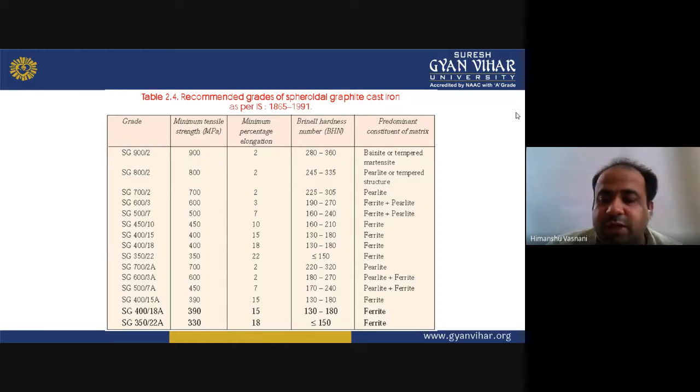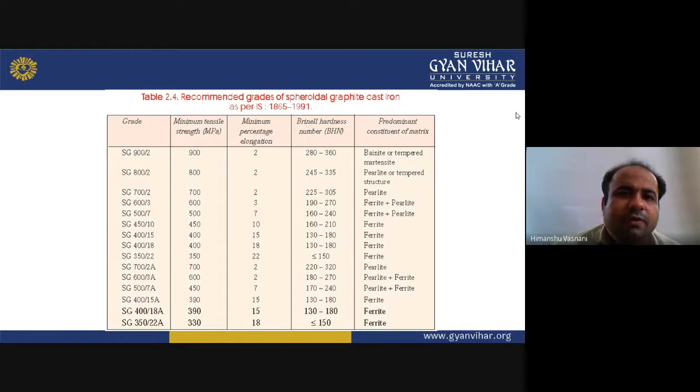So these are all materials or structures we have studied in the iron carbon diagram, like bainite, martensite and pearlite, the microstructures, then the tempered structure, and then again ferrite. Okay, so we have discussed all these structures and microstructures in the iron carbon diagram. The grades are like SG 800/2.